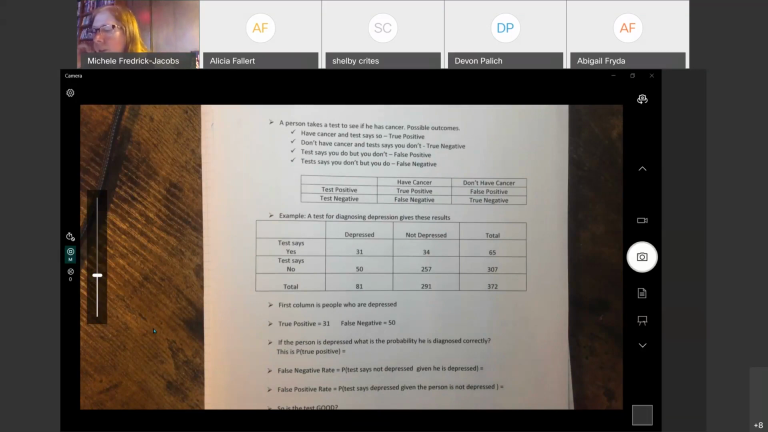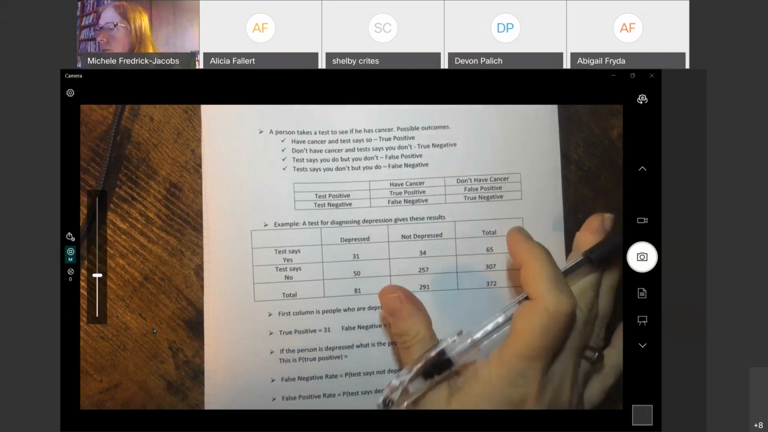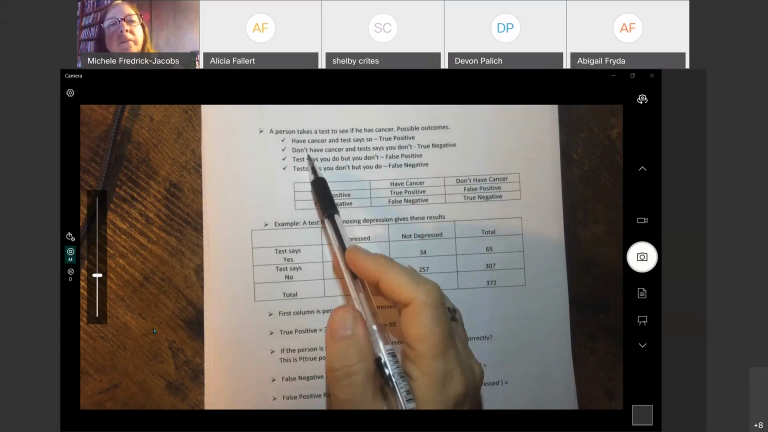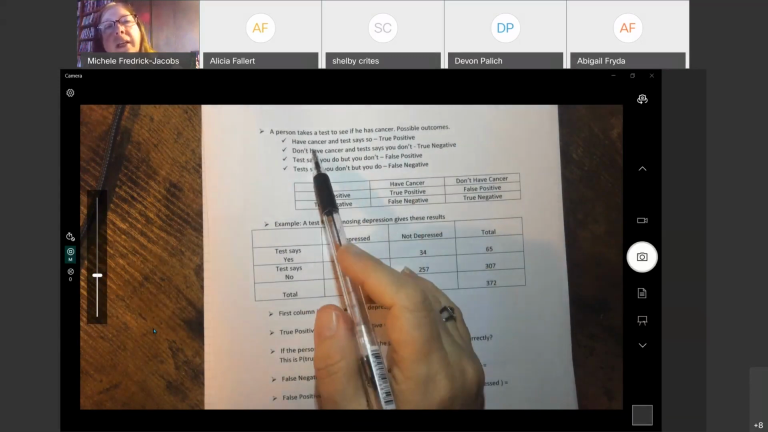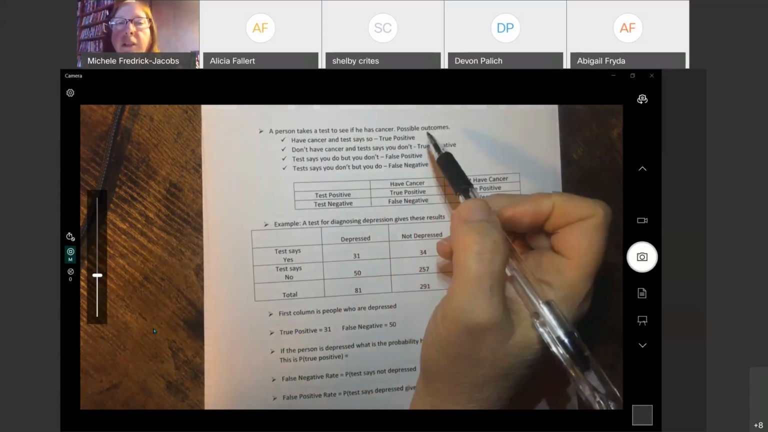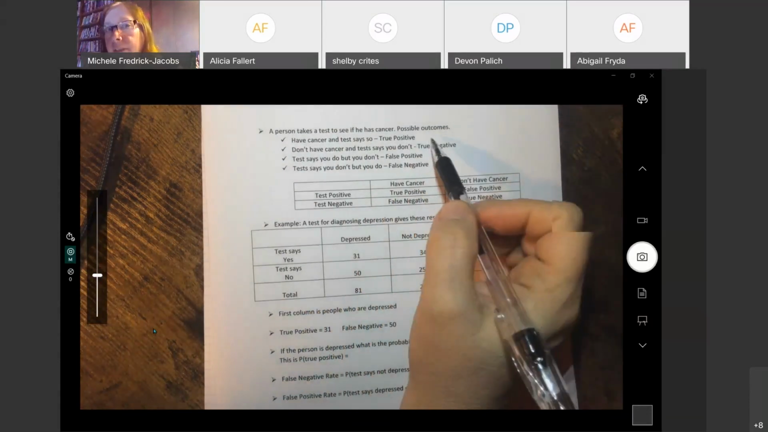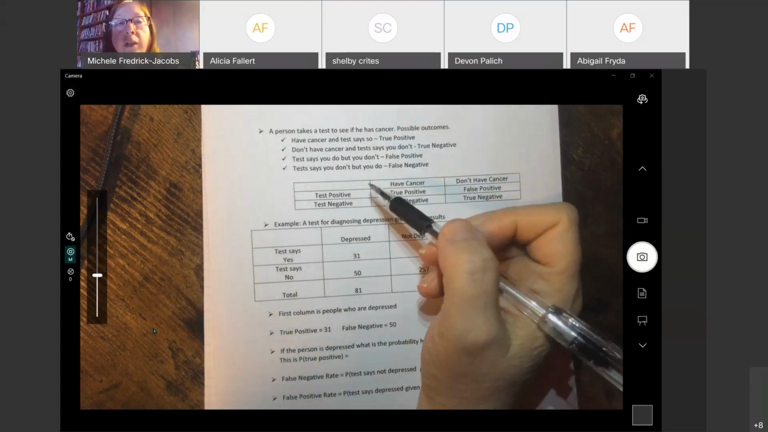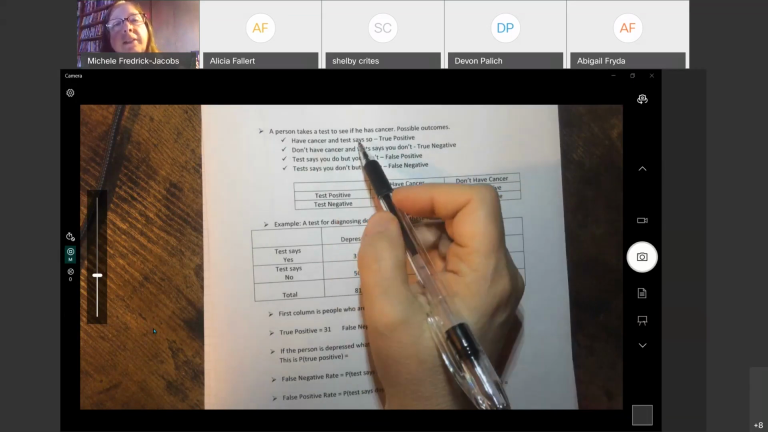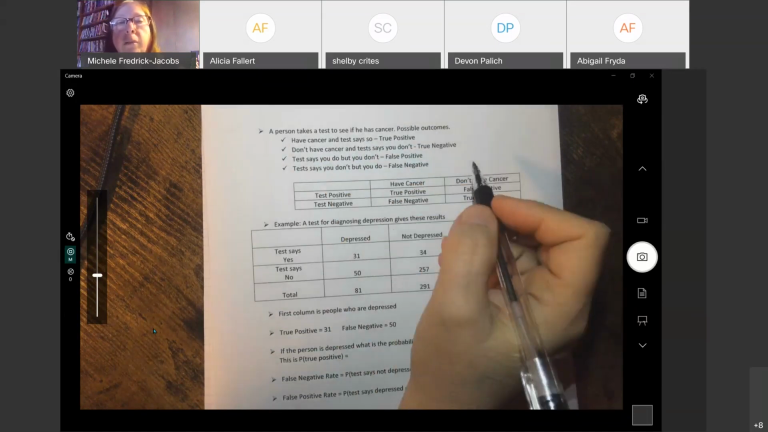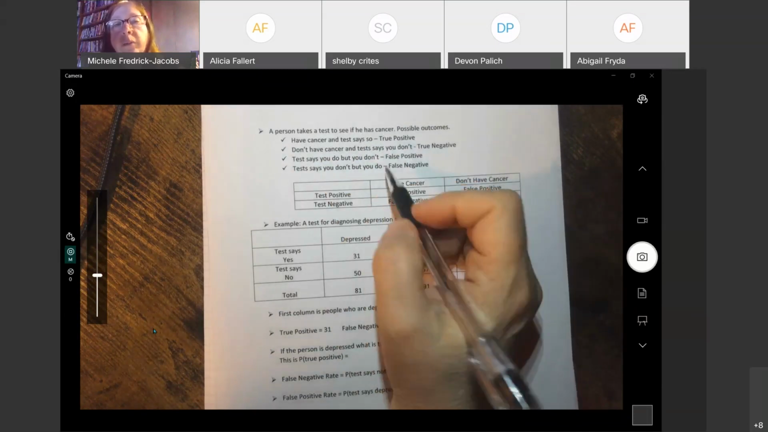The second part of this sees how good a test is. A person takes a test to see if he has cancer, there's possible outcomes. If you have cancer and the test says you do, that would be a true positive. So positive or negative is what the test says, and then true or false is whether it is right or not. So if the test says you have cancer and you do, that would be a true positive, because the test said positive and it was right.